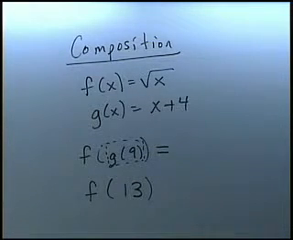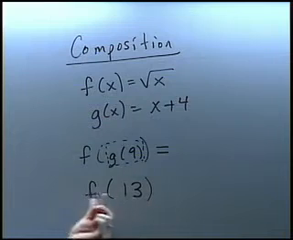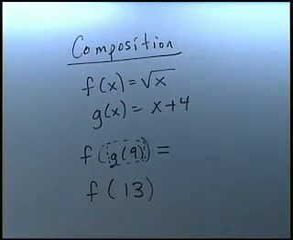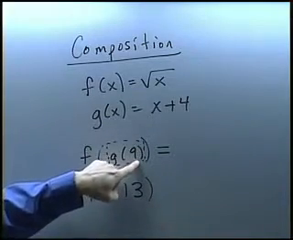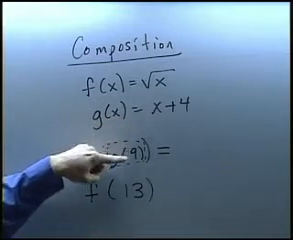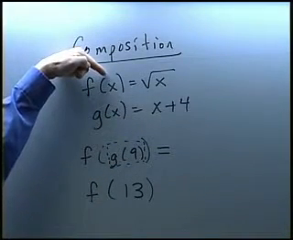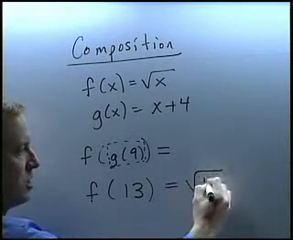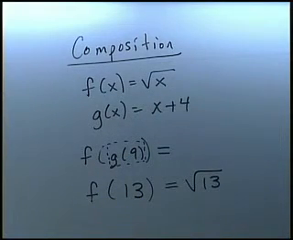And now what this is telling me to do is to take 13 and substitute it into the function f. So what really happens in a composition is we take an initial value, we substitute that into one of the functions, and use that answer as the input into the next function. Okay? And in this case, the answer would just be the square root of 13. Okay? And this is composition.